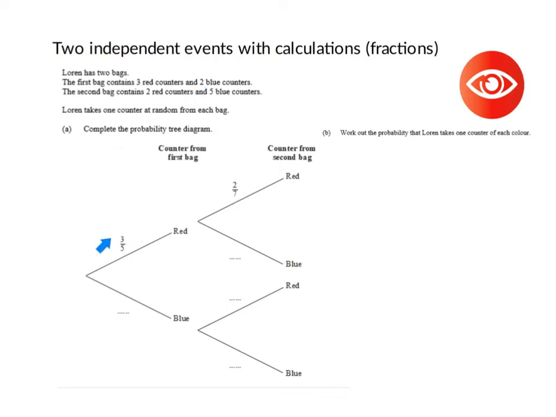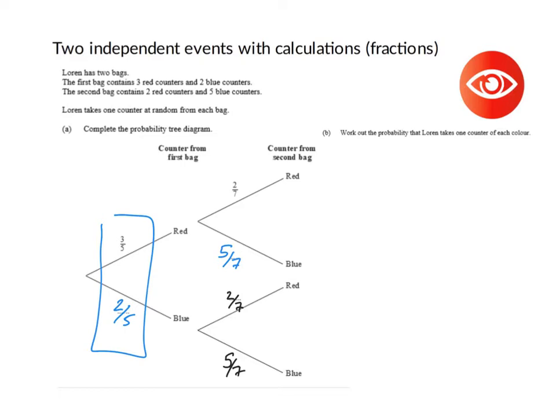So that means that if I have 3 reds out of 5, I must have 2 blue out of the 5. Because remember, they have got to add up to make 1. The second bag, we've got 2 red and 5 blue. So if I've got 2 out of the 7 in that second bag, then I must have 5 blue out of the 7. And it doesn't affect answers, so it means that the top branch is the same as the bottom branch. So we can just copy those down to finish the diagram off.